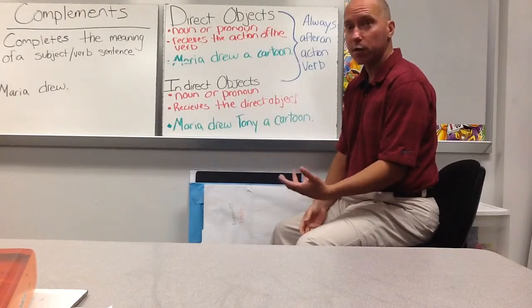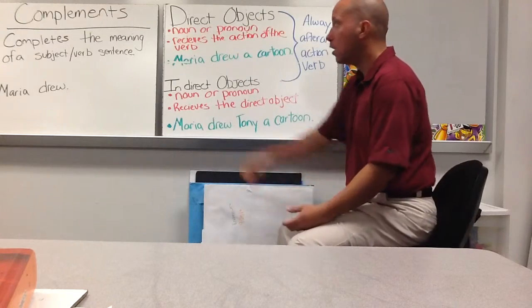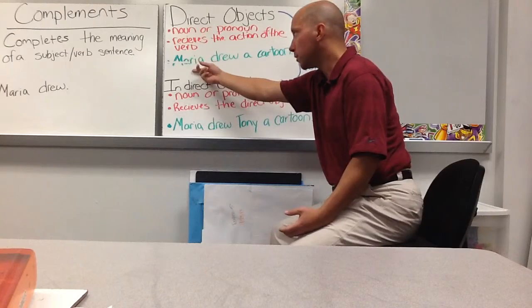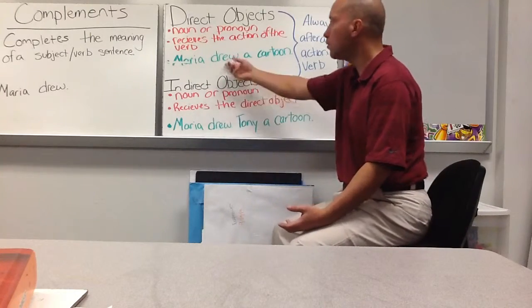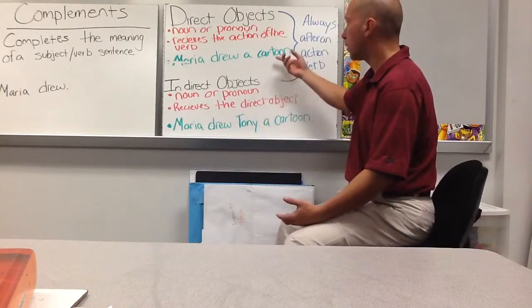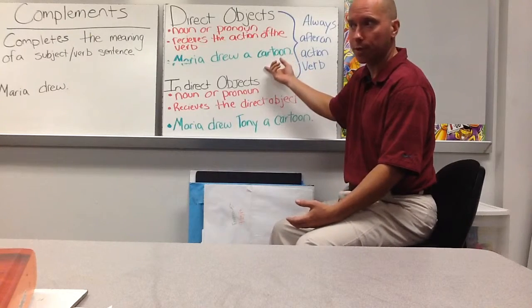A good way to think about this when you're trying to find a direct object in a sentence is, who or what is doing the action? Maria is doing the action. What is Maria doing? She's drawing. What is she drawing? She's drawing a cartoon. Cartoon is your direct object.